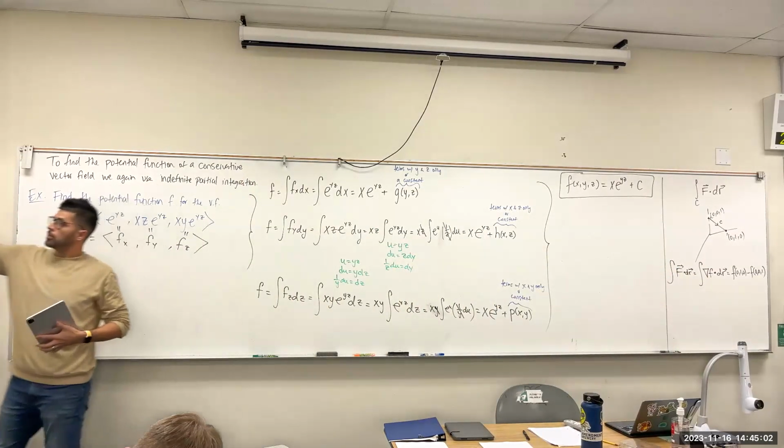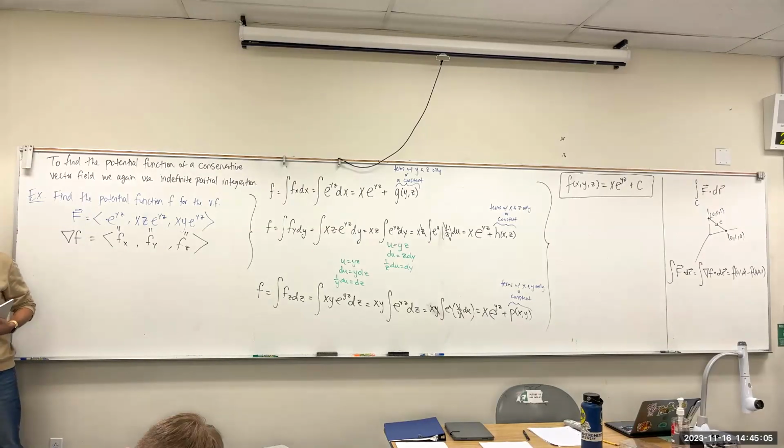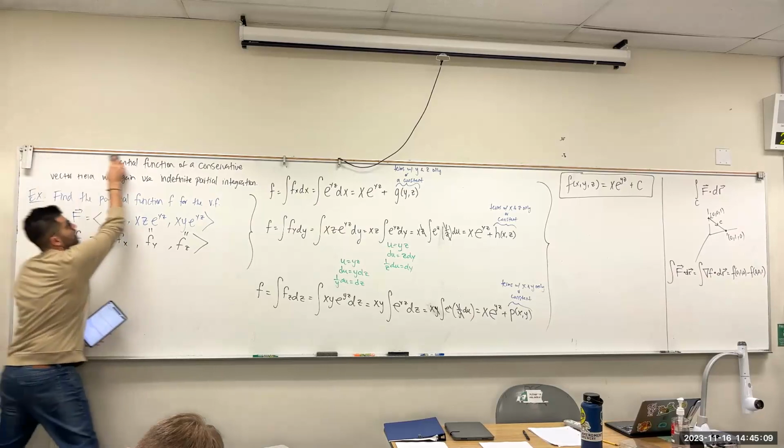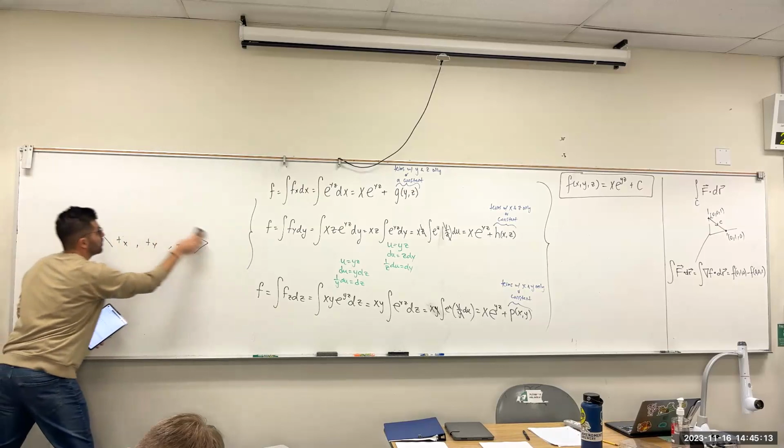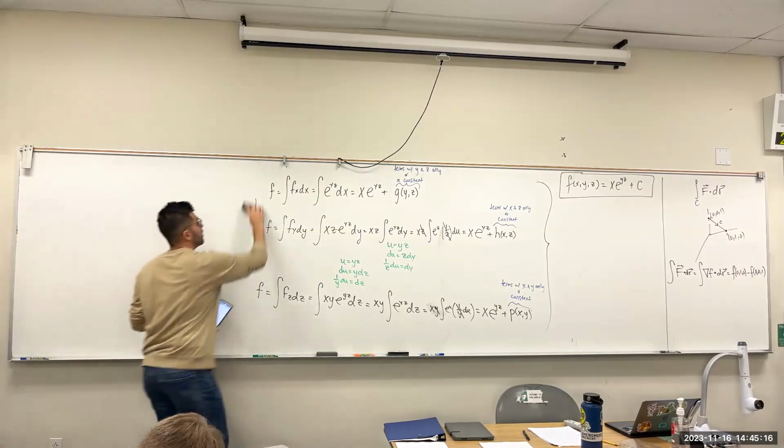So we talked about curl, conservative vector fields, and then there was this other thing called the divergence. Okay. Let me define that real quick, and then I'm gonna have us try some problems out. You guys practice your notation.